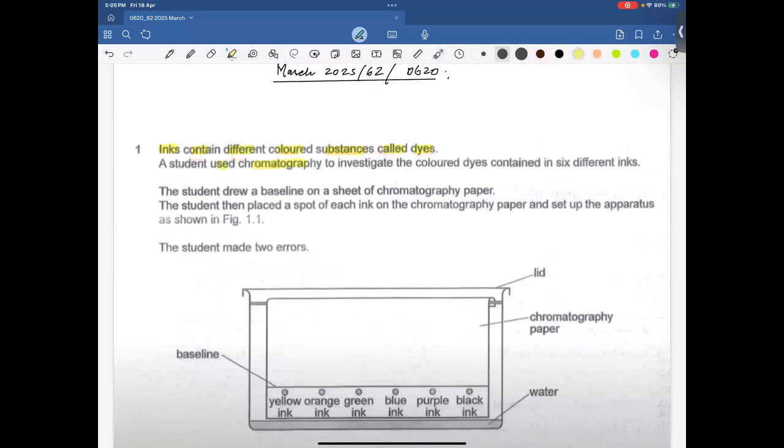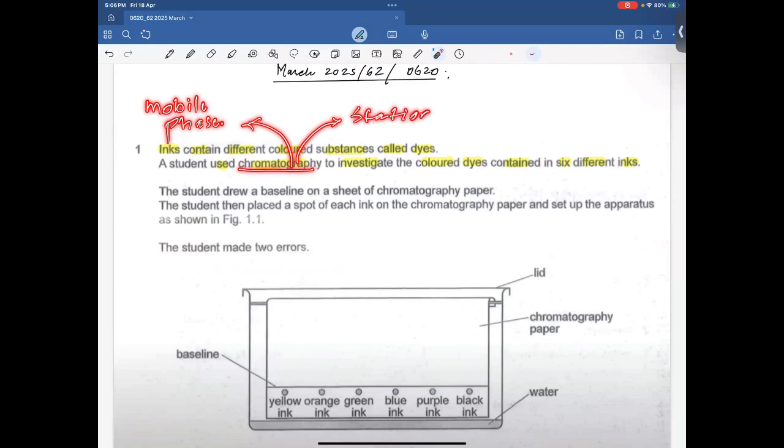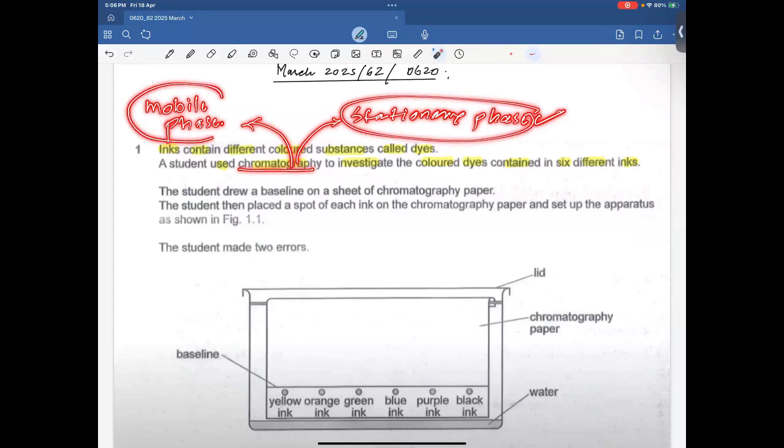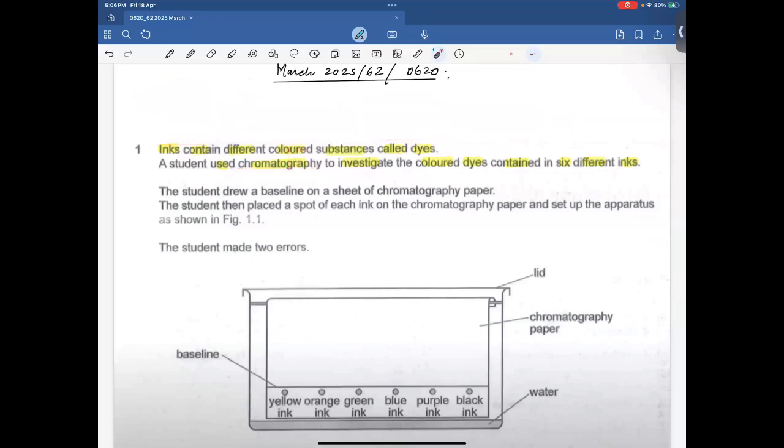A student used chromatography to investigate the color dyes contained in 6 different inks. When we do chromatography, we normally use 2 different phases. The first one is called the mobile phase, and the second one is called the stationary phase. This stationary phase could be a chromatography paper, also called filter paper. It is a non-moving phase. This is a mobile phase. It could be any solvent like water or ethanol, and it is a moving phase. So chromatography always takes place between these 2 phases. Always. That's the core principle of chromatography.